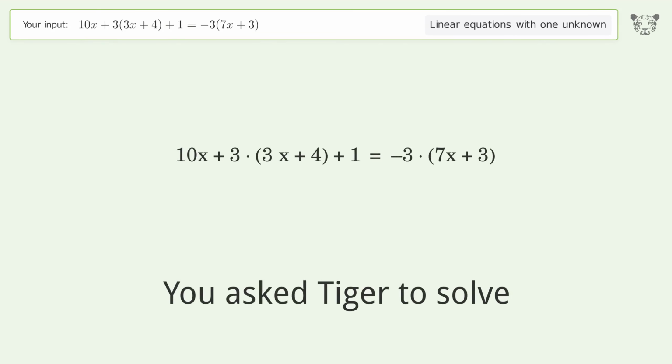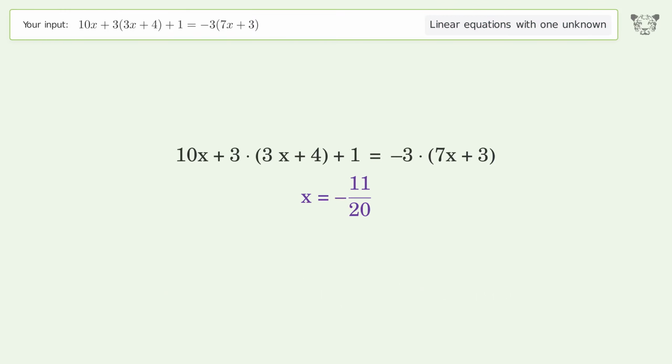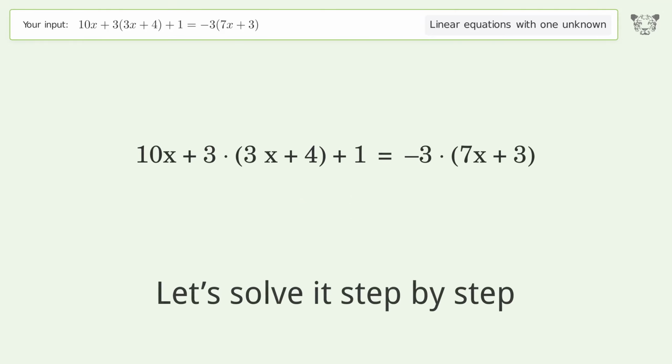You ask Tiger to solve. This deals with linear equations with one unknown. The final result is x equals -11/20. Let's solve it step by step.